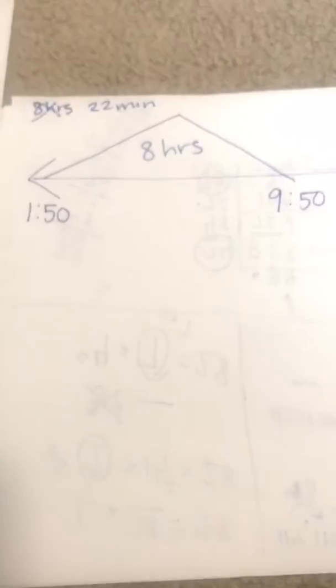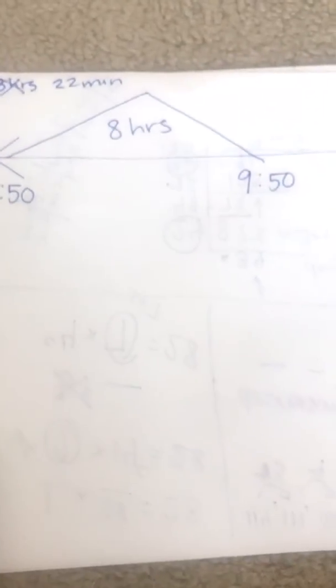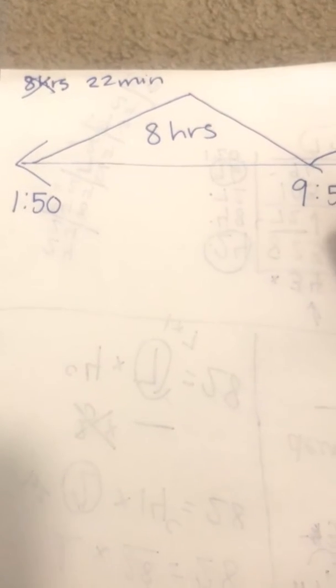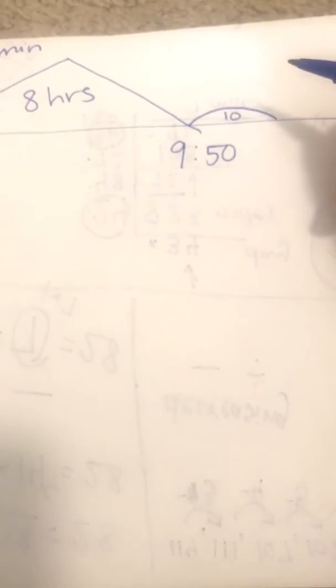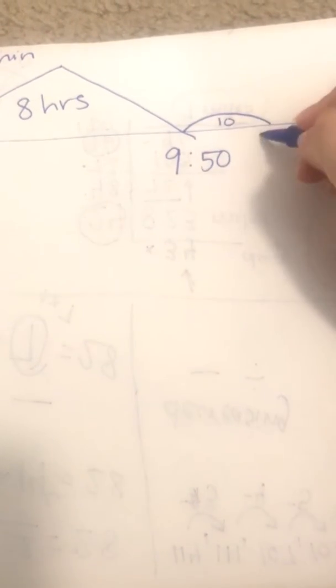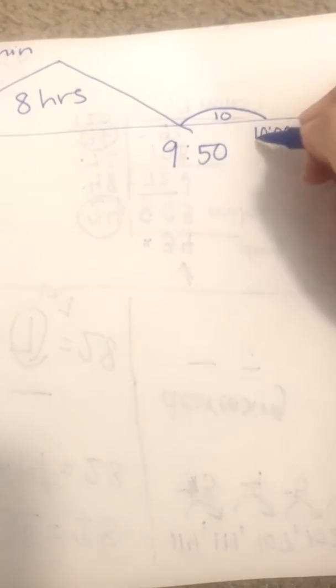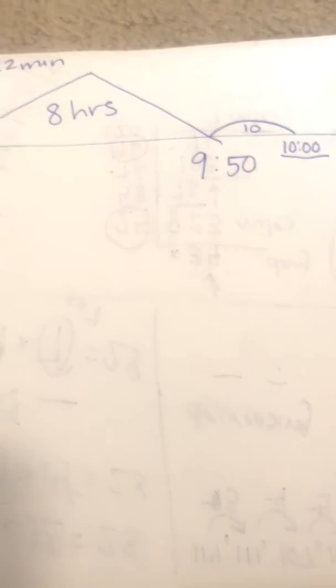All right, now I'm going to address the 22 minutes that I have left. I'm going to jump 10 of those 22. Why? Because it's going to get me to 10 o'clock. It's going to get me to the next whole hour. And then I'm going to make sure I note that I took 10 away from 22. So I'll have 12 minutes left to jump. And then I'm going to do my final jump, which is 12 minutes. 10 plus 12 minutes, it's 10:12.